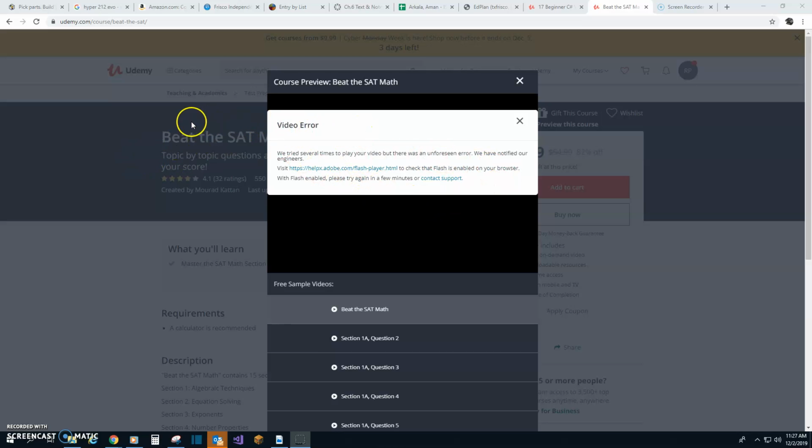The Udemy app on my iPad and my phone is also blocked when I'm connected through the school's network. However, outside of the school's network, it will operate correctly.